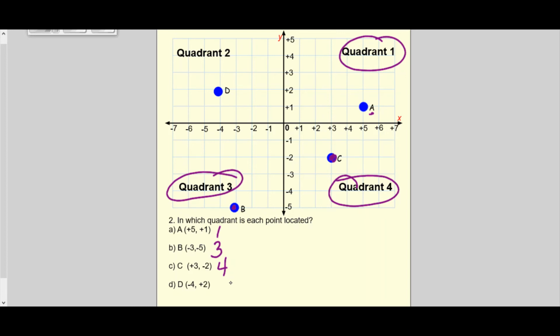And point D, what quadrant is that in? So we'll find this on our grid. It's right here. That's in quadrant number 2. And if you'd like to see this as Roman numerals, this would be I for 1, III for 3. For 4, it would be IV. And for 2, it would be the 2 I's like that. So that is the Roman numerals.